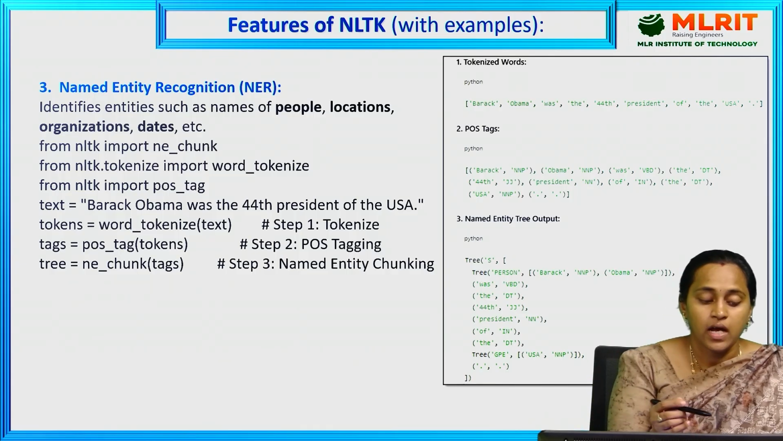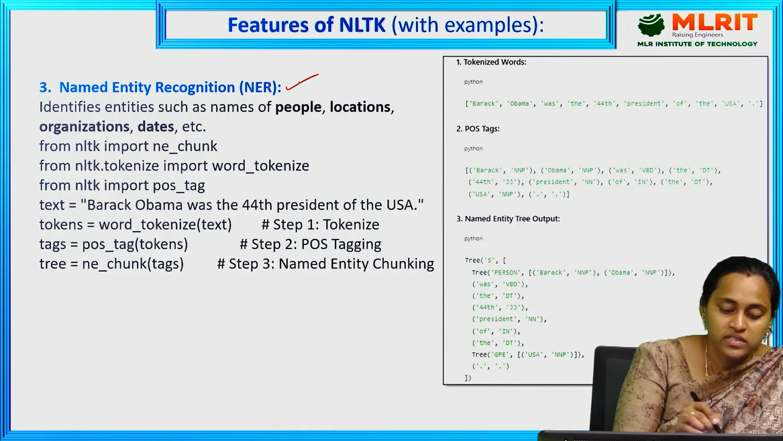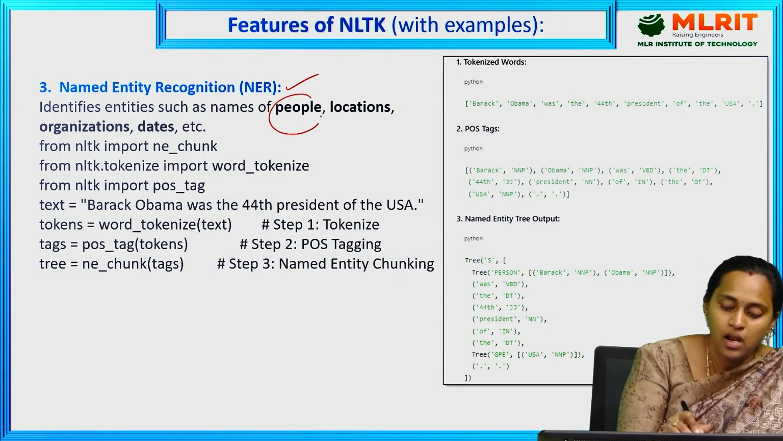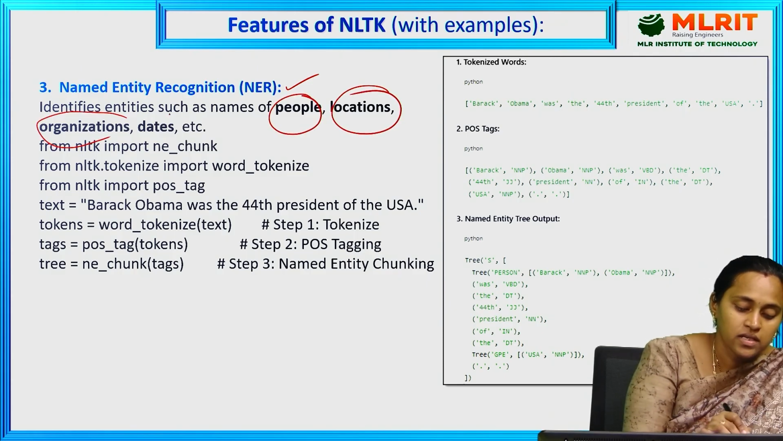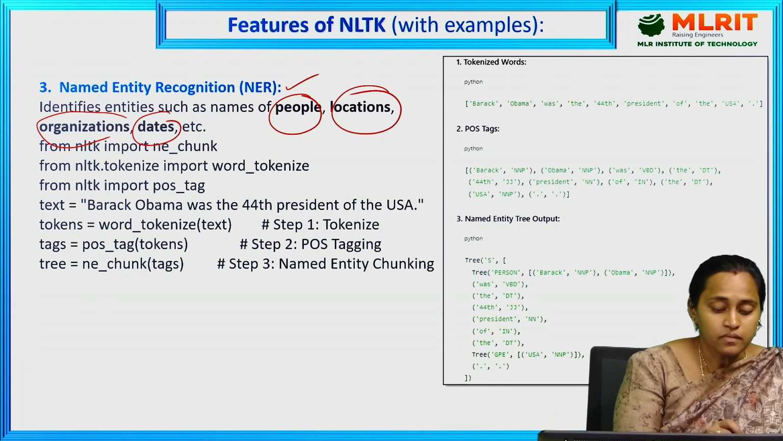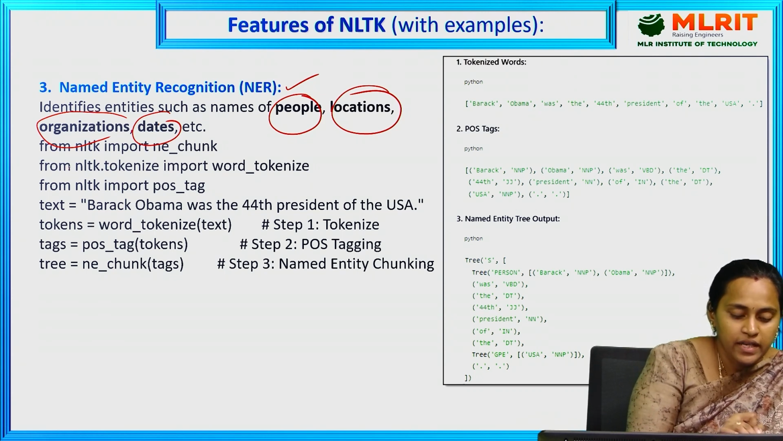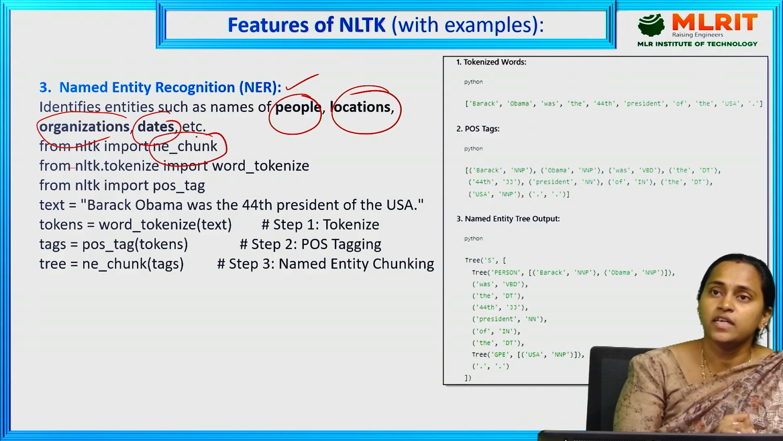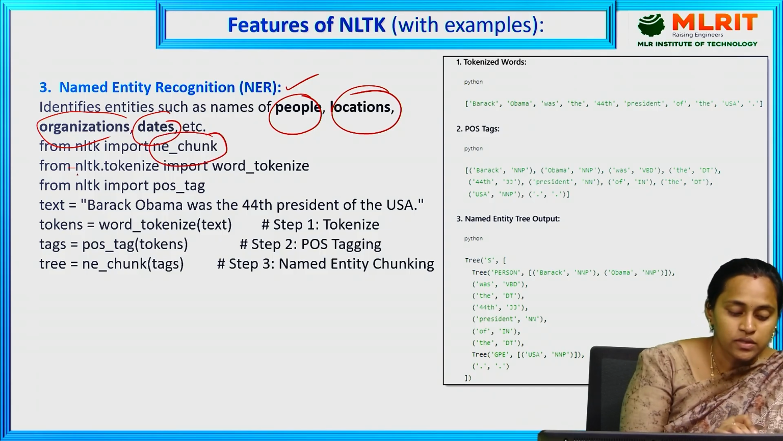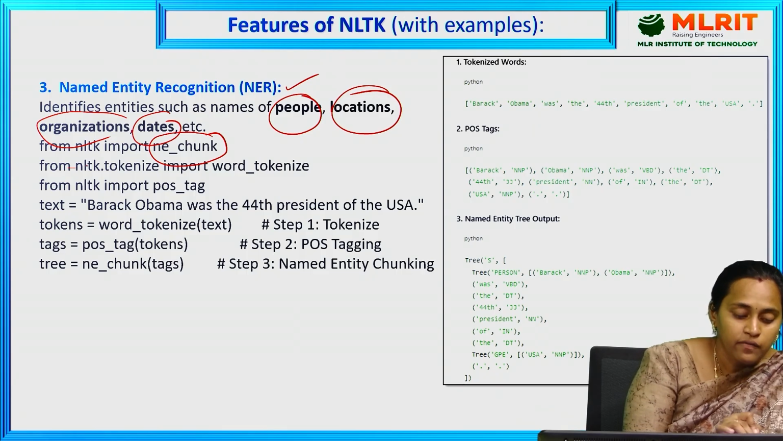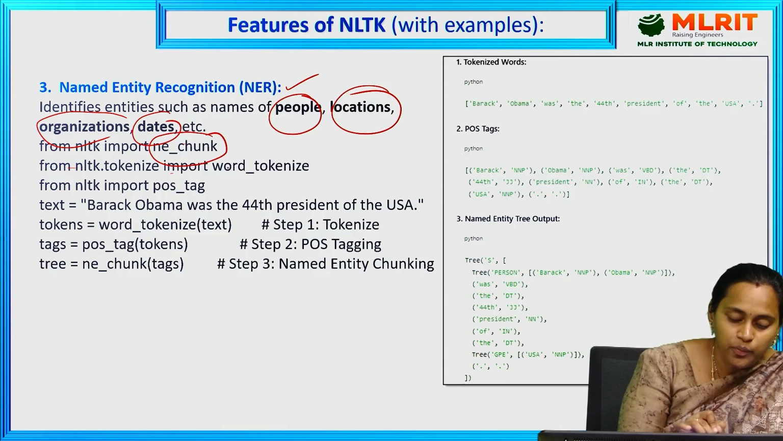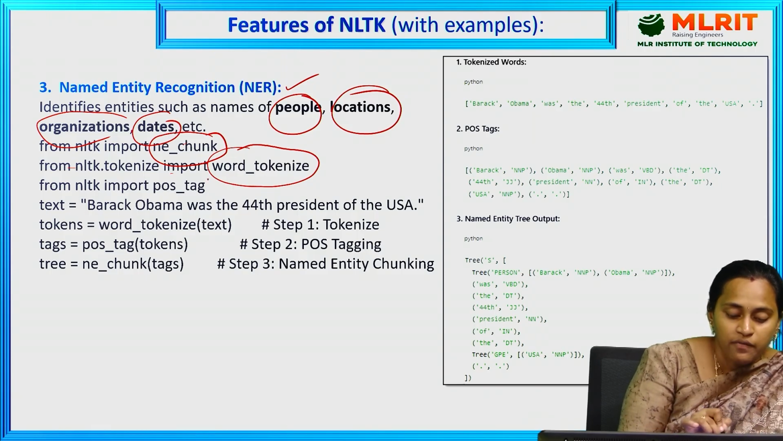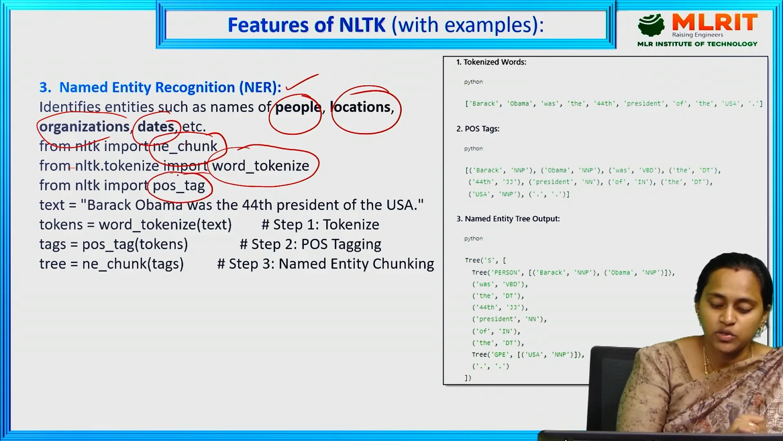Let's see the third one, named entity recognition. The meaning of named entity recognition is that we have to find out in our sentence the people, locations, organizations, dates, etc. Let's see the code here. Import nltk. From nltk, import ne_chunk. Chunking means small groups of words. Here we tokenize the words, and after that we import POS tagging, that means noun phrase, verb phrase.